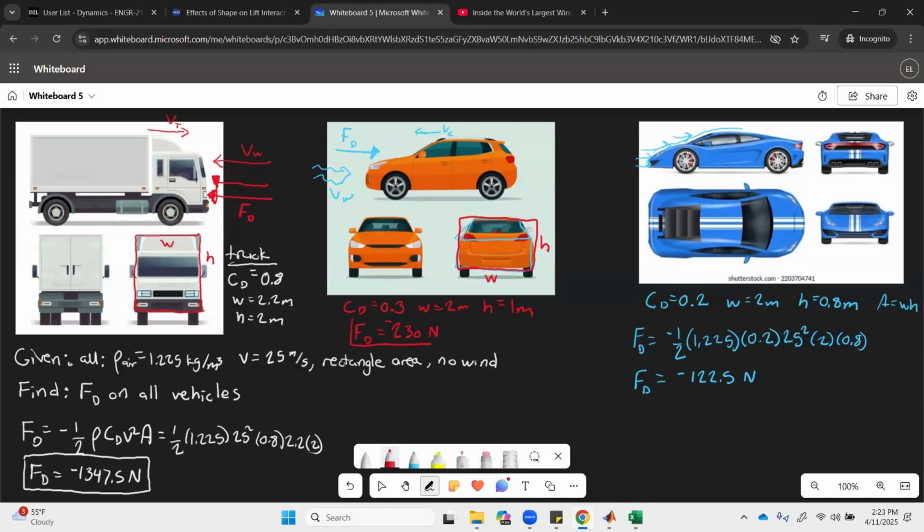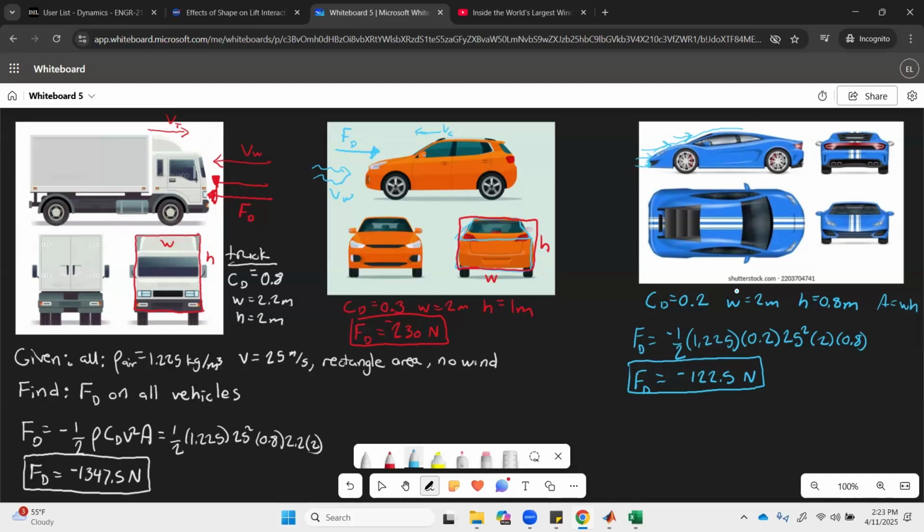The SUV has the middle, and the race car has the lowest. As a reality check, that should make sense because we know that race cars have low drag, and we know that a truck or a bus is going to have high drag. That gives us some confidence that our answers are correct.